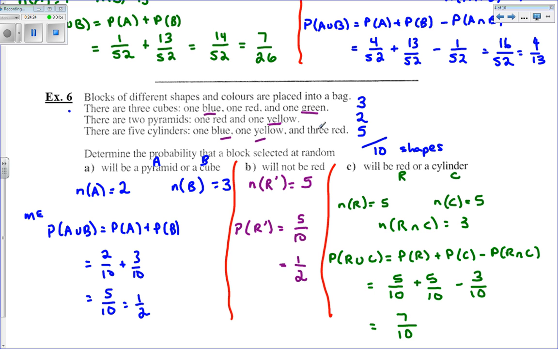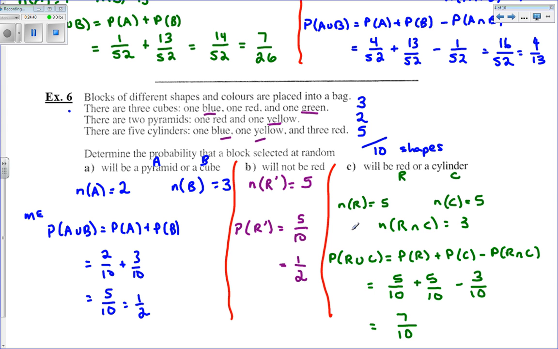You could have also just added it up. Well, how many red things do we have? We've got 1, 2, 3, 4, 5. And then we have a yellow cylinder and a blue cylinder, so 6, 7, and that would give you 7 out of 10.